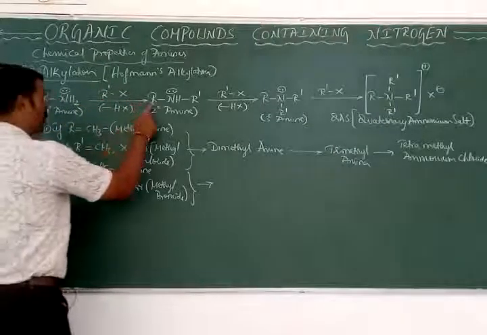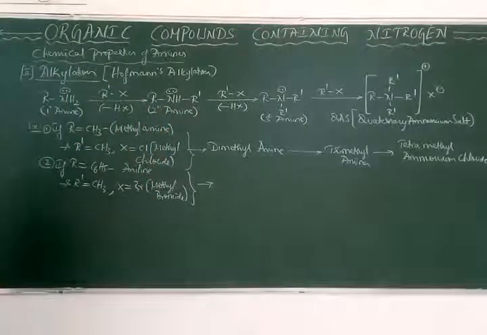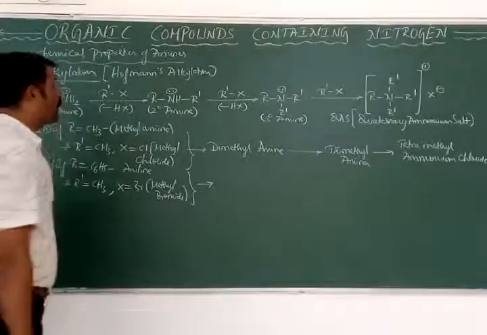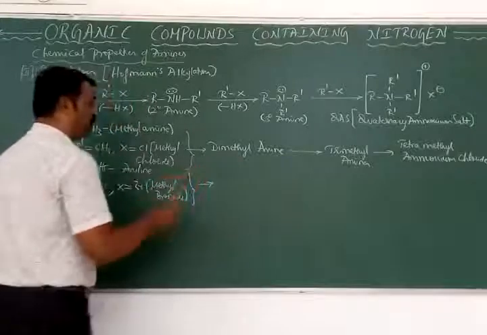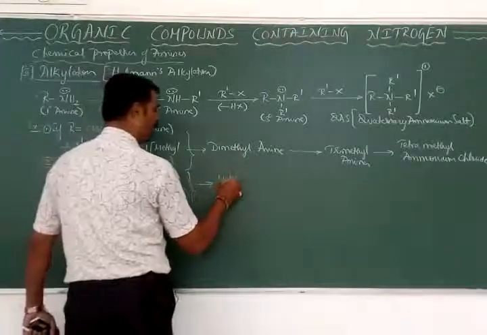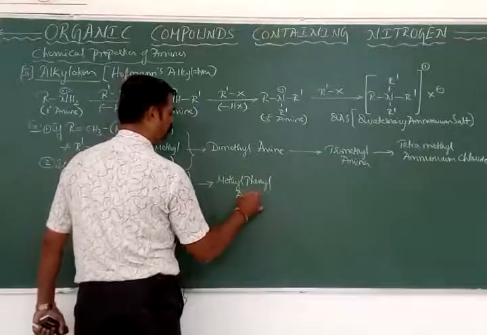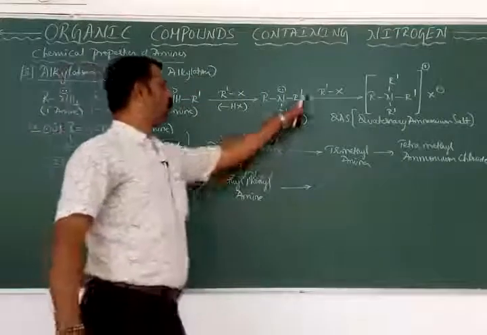Here it is C6H5, here it is CH3. Then what is the meaning of that? We are getting methyl phenyl ammonium, methyl phenyl amine, methyl phenylamine. Then it further reacts with this. We are having the two CH3 groups here.